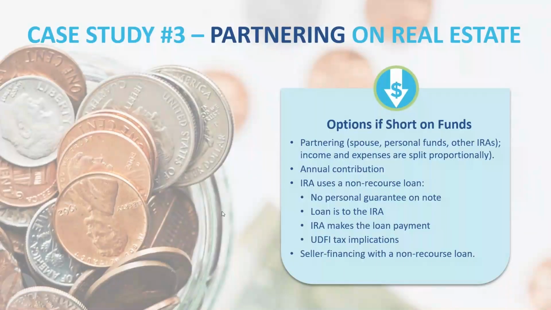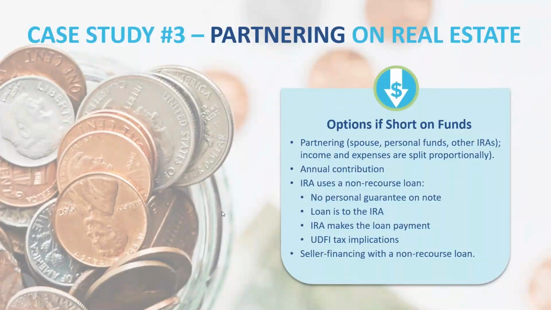So what happens if they're short on funds? We mentioned this a little bit with the LLC, but let's look at that a little closer. They can make an annual contribution. So if Paul had enough funds and Linda didn't, then she can always make an annual contribution. But if you've already made your annual contribution or the contribution isn't going to make up what is needed, the IRA can use a non-recourse loan. Remember that you can't give a personal guarantee. The loan is to the IRA, and the IRA or IRAs in this case will make the loan payments. In most cases, unrelated debt finance income tax or unrelated business income tax applies.